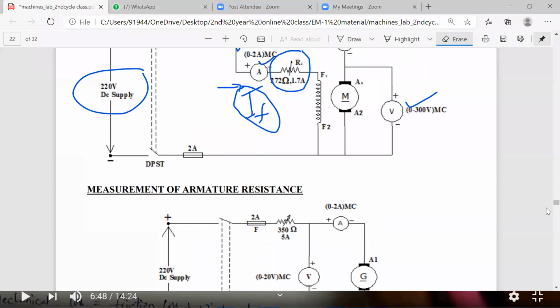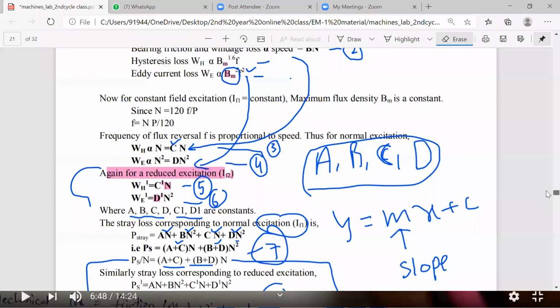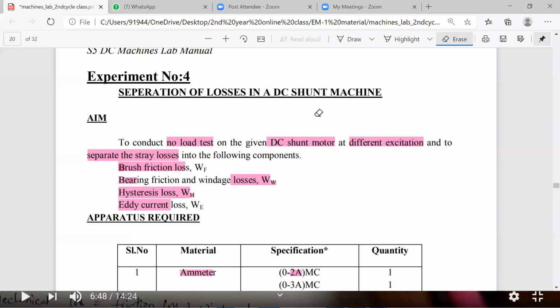Once again I repeat. So this is the separation of losses in a DC shunt machine. Suppose losses are separated. Which losses? Stray losses. So we have 4 components in stray losses.